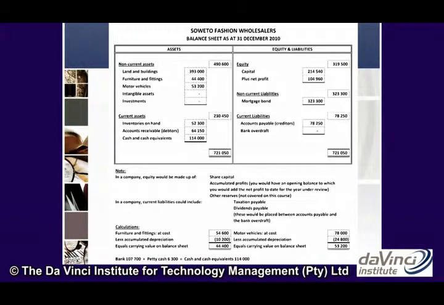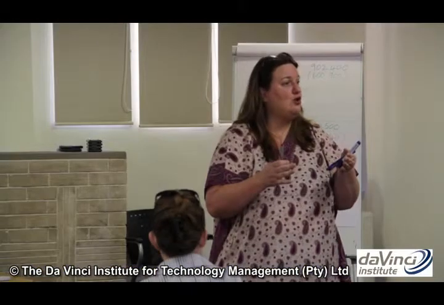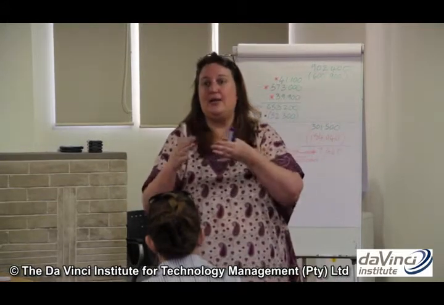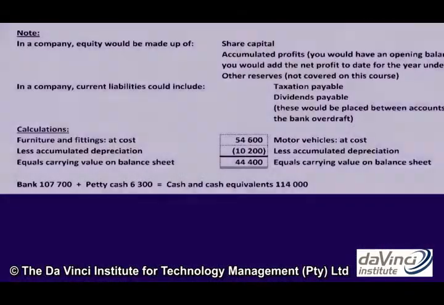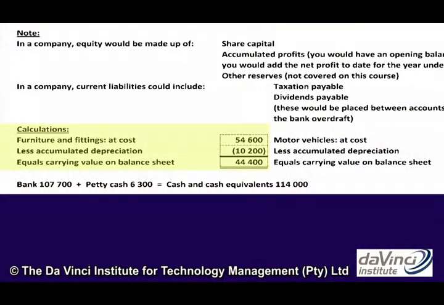There were a couple of tricky ones. So under the non-current assets, both that furniture and fittings and motor vehicles, what you actually transferred was not the cost, but the cost less accumulated depreciation. So there was a little calculation that we did over here where we said furniture and fittings at cost is 54,600 less the accumulated depreciation equals the carrying value on the balance sheet.